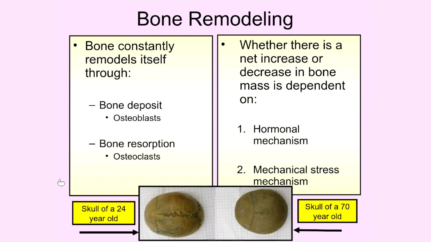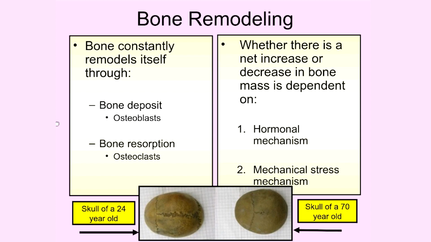Just to show you an example of this, if you look down here at the bottom, I've got a couple of pictures of skulls. So the first one over here on the left is a skull of a 24-year-old, and you can see the suture lines where bones actually grew together in the fetus. And if you look over here at the skull of a 70-year-old, you'll notice those suture lines have basically disappeared. The reason for that is all the bone that was in here when this person was younger has been resorbed, it's been broken down, and it's been replaced with new bone. So we've got bone that's remodeling all the time.